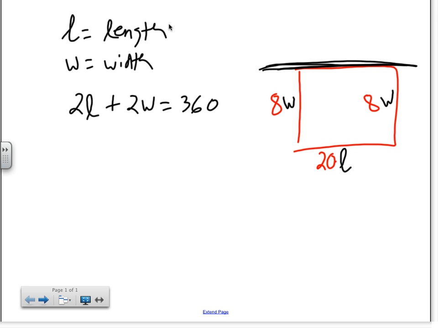Well, doesn't the problem tell you that the cost of all 3 sides add up to $3,280? Okay, so how would you take that and write it into an equation? 8W. Okay, so let's start with that. You say 8W plus what? 8W. Wait, are they like terms? Yeah. So if 8W plus 8W, what is that going to give you? 16W. Okay, so can we say 16W plus 20L?